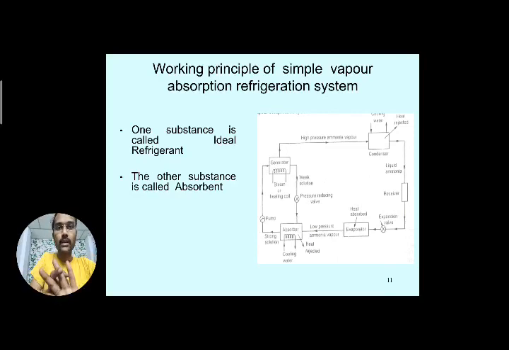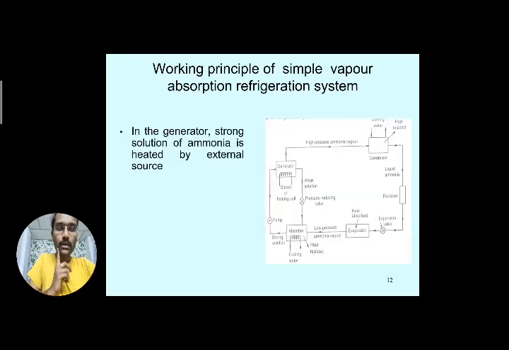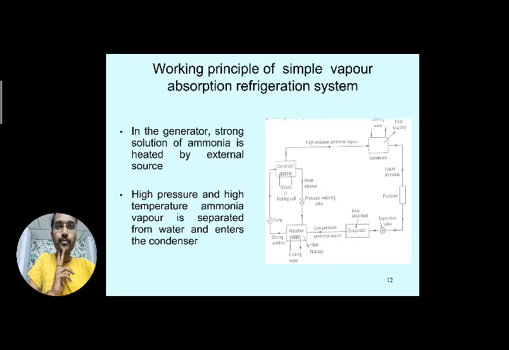We are taking the example refrigerant, which is ammonia, and the absorbent is water. In general, ammonia is used as the refrigerant and water is used as the absorbent. Try to remember and note these points. Two substances: the refrigerant is ammonia, water is the absorbent. In this case, we are taking that as an example. A lot of combinations and pairs can be formed to get this refrigeration effect, right? We'll see the principle, and after the principle, we'll see the complete working here.